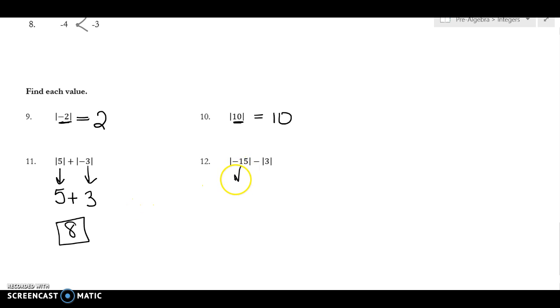For number 12, it's the same thing. The absolute value of negative 15 is 15, minus the absolute value of 3, which is 3. 15 minus 3 is 12. Okay. All right, so remember, smallest numbers are on the left, bigger numbers are on the right. For inequalities, they point to the smaller number. Absolute value is always positive, and when ascending, you go up, and descending, you go down.